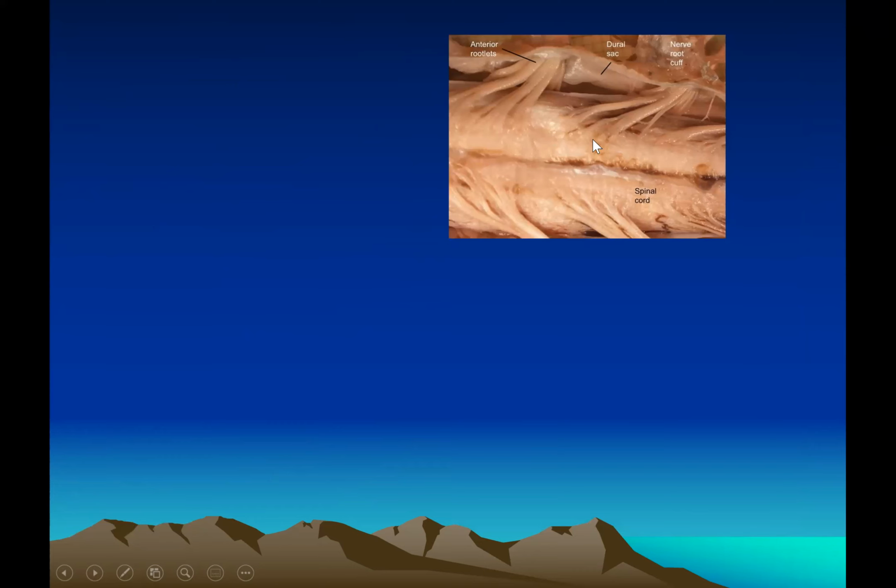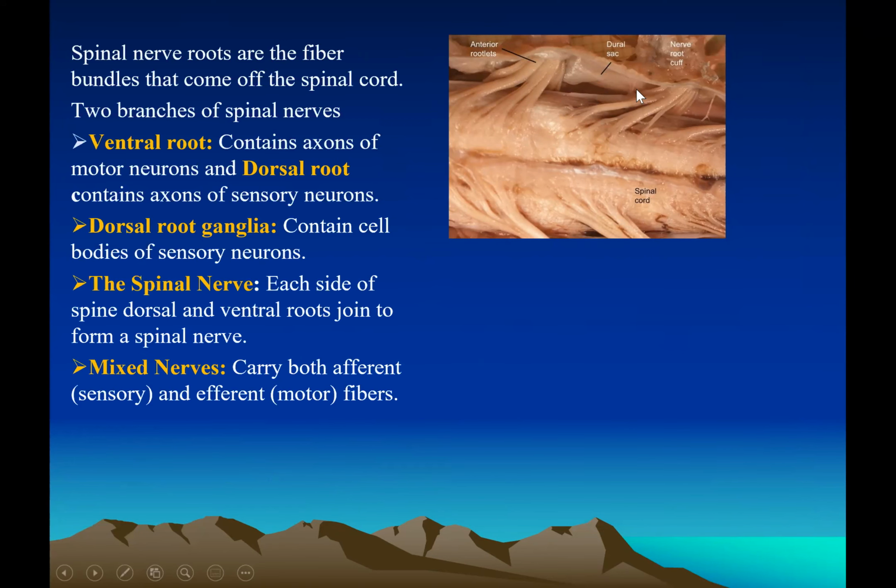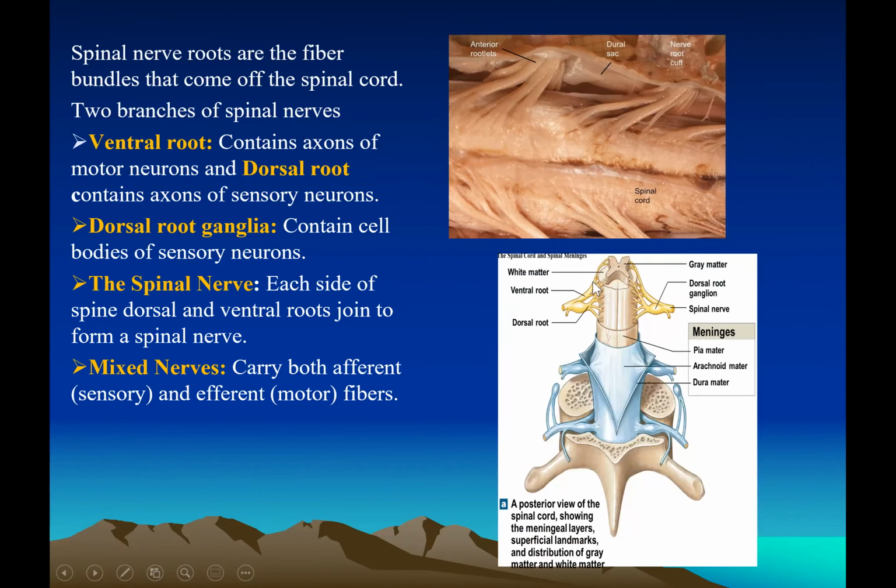Here is a live picture of the spinal cord. You can see the nerve tissue exiting the spinal cord in small roots called rootlets. There are anterior and posterior rootlets. They come together to form the spinal nerves. The ventral root, where the rootlets join, contains the motor neurons, whereas the dorsal root contains the sensory neurons.